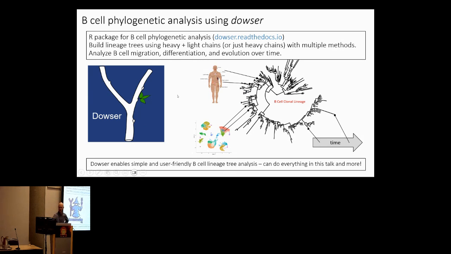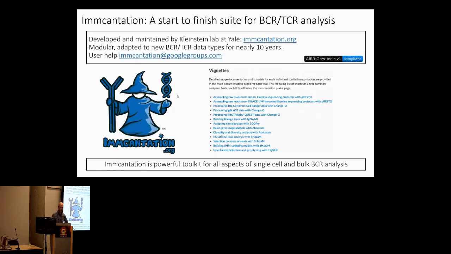So Dowser is part of Immcantation, which is a start-to-finish suite for BCR and TCR analysis. It's this ecosystem of R and Python packages. It's developed and maintained by the Kleinstein lab at Yale, where I was a postdoc until recently. It's modular and has adapted to new BCR and TCR data types for nearly 10 years. We have a very active user hotline email, as well as fairly extensive documentation and tutorials and vignettes for getting started with BCR and TCR analysis. So if you're interested in doing that kind of analysis with your own data, I highly recommend checking out Immcantation.